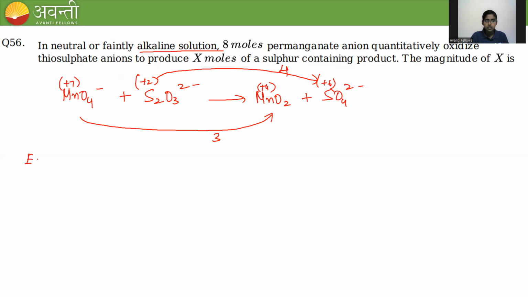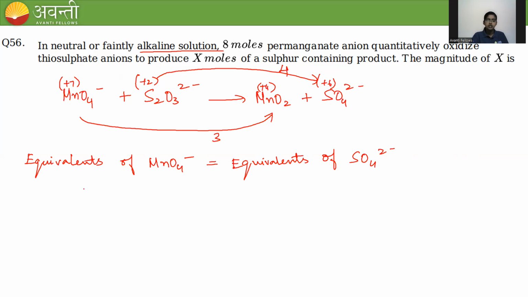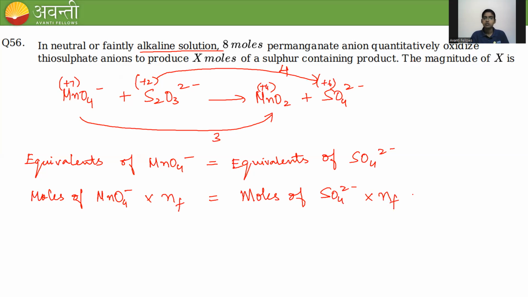Now the equivalence of MnO4 minus should be equal to the equivalence of SO4 2 minus. So what is equivalent? Number of moles into N factor. So that is the moles of MnO4 minus into N factor is equal to the moles of SO4 2 minus into N factor of this. So what is N factor? It is a valency factor, number of electrons lost or gained.